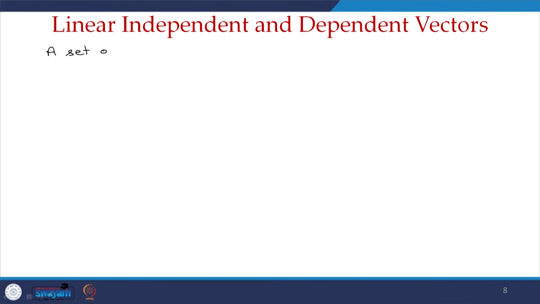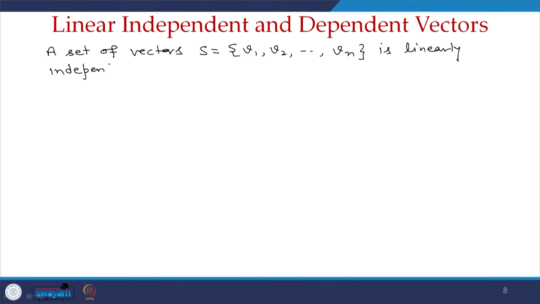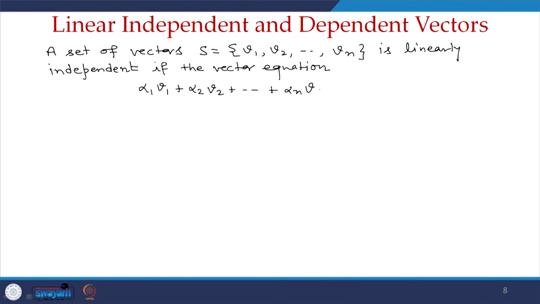So, a set of vectors. Let me take again S, which has vectors v1, v2, ..., vn. It is linearly independent if the vector equation alpha 1 v1 plus alpha 2 v2 plus ... plus alpha n vn equals the 0 vector. So, it is a linear combination and this equals the 0 vector.